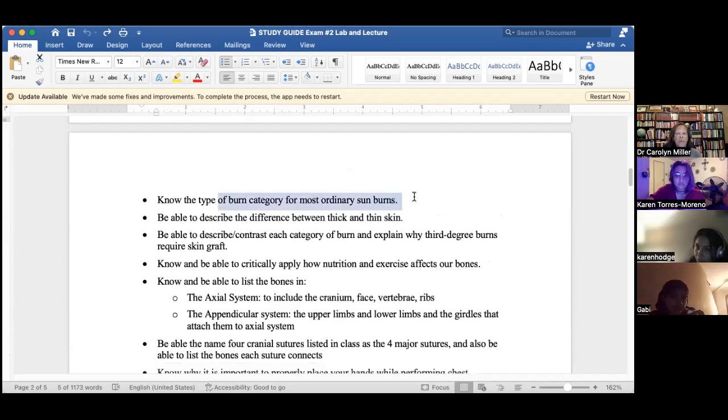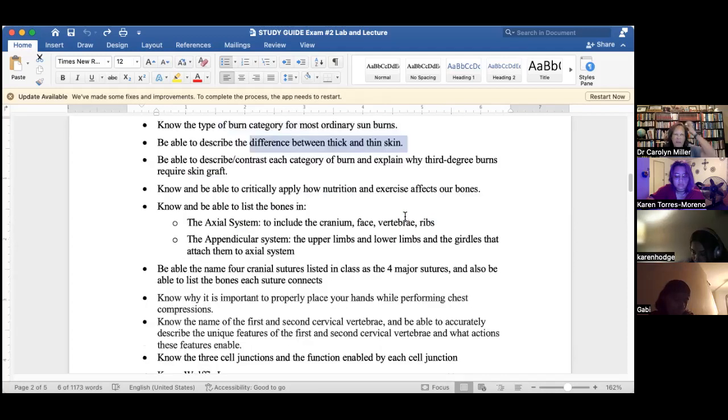Know the type of burn category. Most ordinary sunburns are first degree, only the epidermis. Be able to describe and differentiate. So there must be another question regarding thick and thin skin. I've gone through that. Be able to describe and contrast each category of burn and explain why third degree burns require a skin graft.